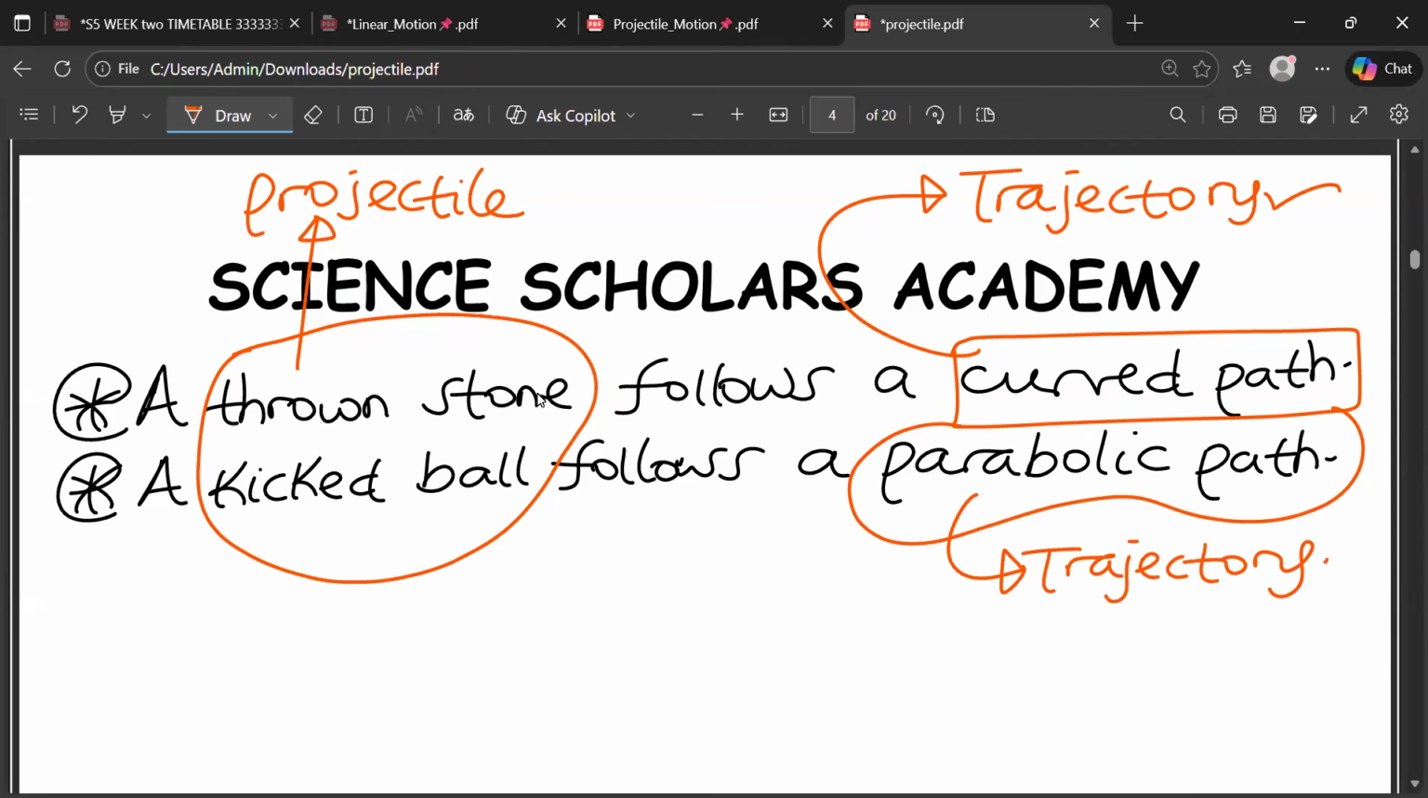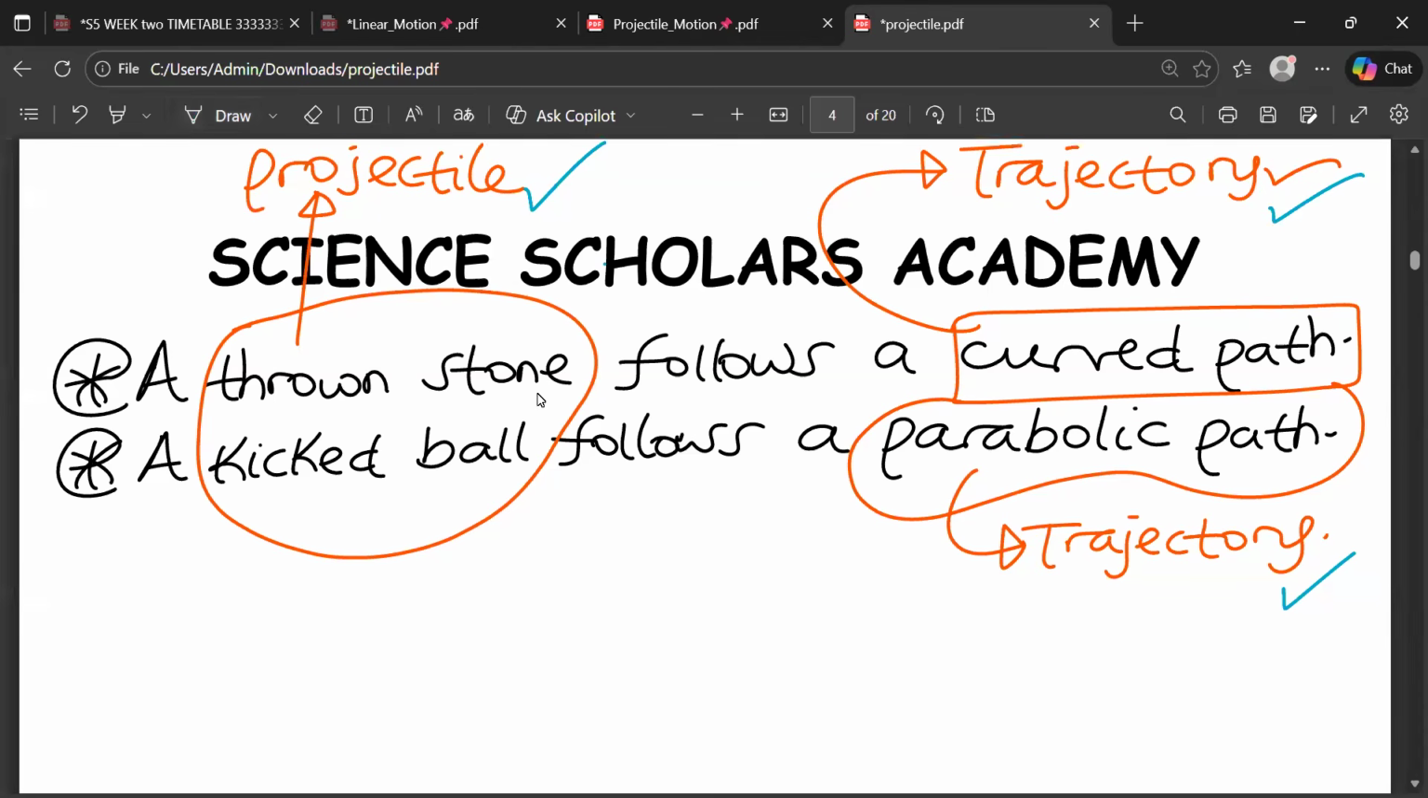So in simple terms, the projectile is the moving object, and the trajectory is the path followed by the moving object. As simple as that. Don't add anything else. I hope I've sorted you there.